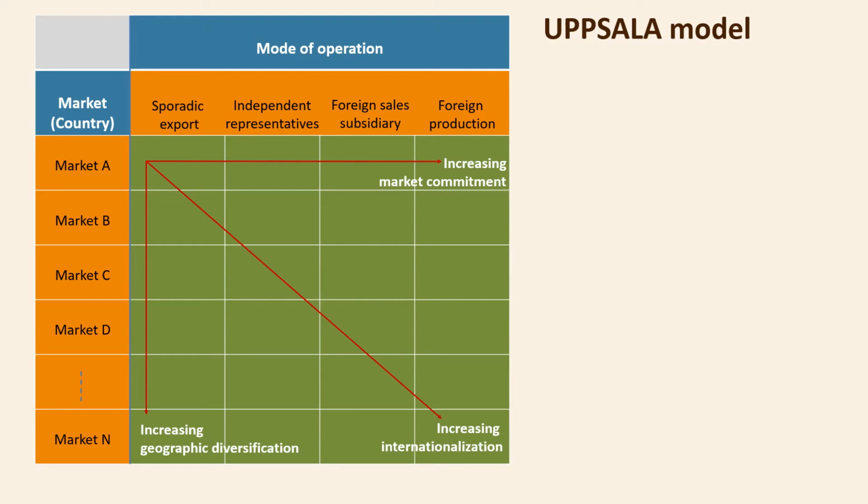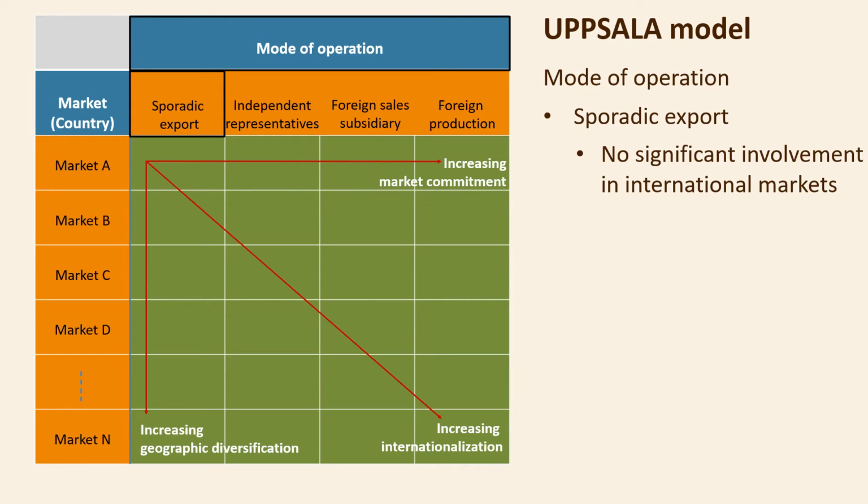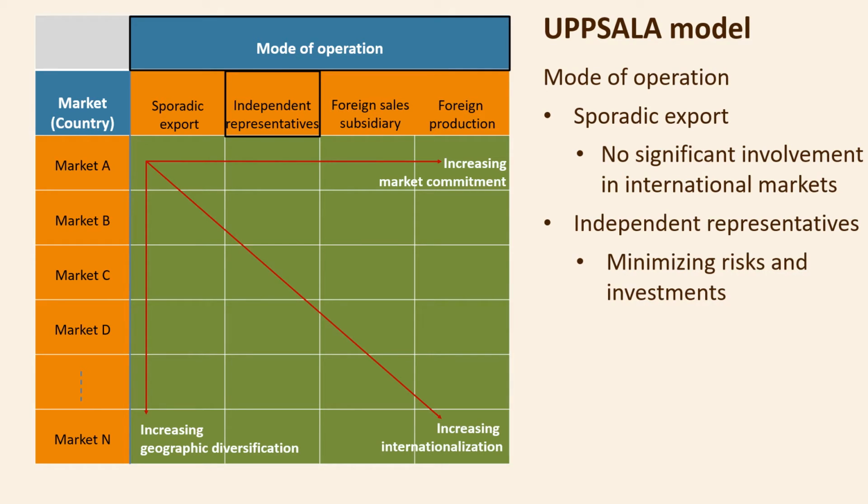Let's look more closely at the individual stages of internationalization according to the Uppsala model. In other words, the mode of operation. The first mode of operation is sporadic export. This mode has no regular export activities, and the company has no significant involvement in international markets. The second mode of operation involves exporting via independent representatives. The company begins exporting to international markets using independent agents or distributors, thereby minimizing the company's risks and investments.